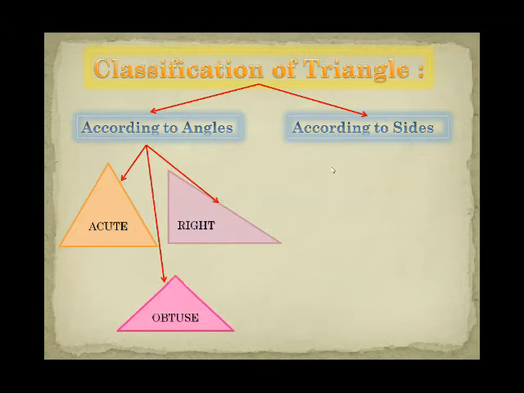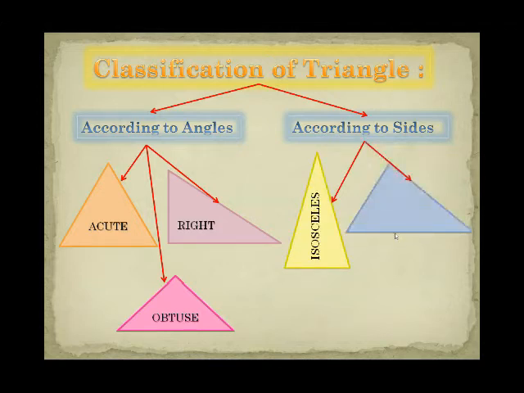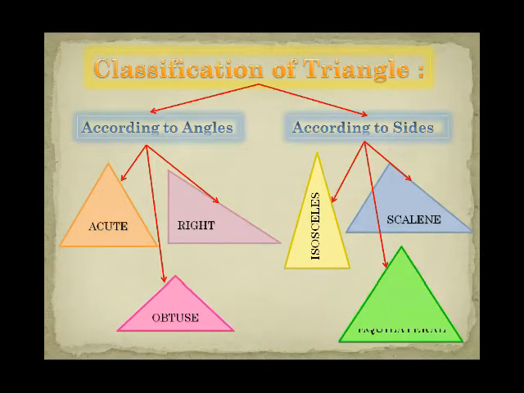Now according to these sides, we have the first one is isosceles triangle, the second one is scalene triangle, and the third one is equilateral triangle. Now students, here we are discussing these triangles in some detail. Some properties of these triangles: as you see students, in an obtuse triangle, one angle is obtuse. Why is this called an obtuse angle? Because this angle is greater than 90 degrees.